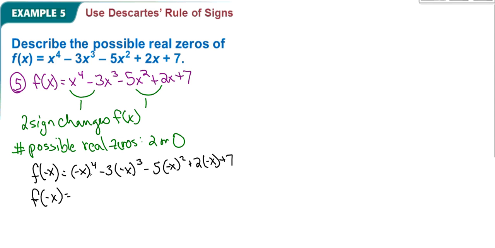So negative to the 4th is a positive, so this will be x to the 4th. Negative x to the 3rd is a negative, but then we multiply by negative 3, so that will be plus 3x to the 3rd. So essentially, if it's even, it stays whatever sign it was. If it's odd power, then it's going to change to the opposite. So again, this one becomes a positive, but it stays the same.